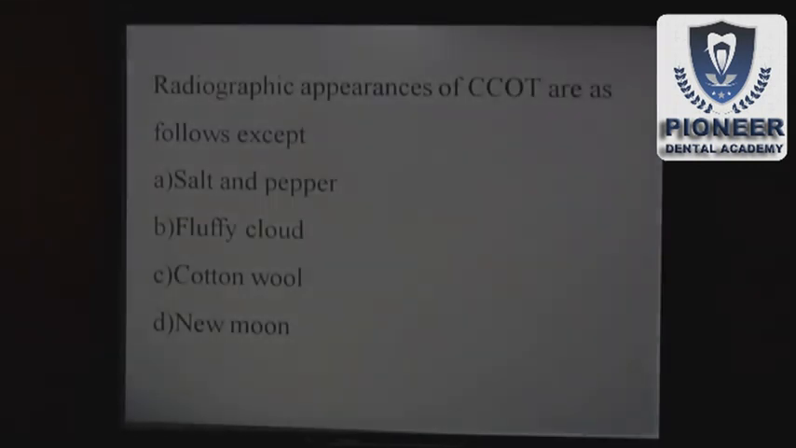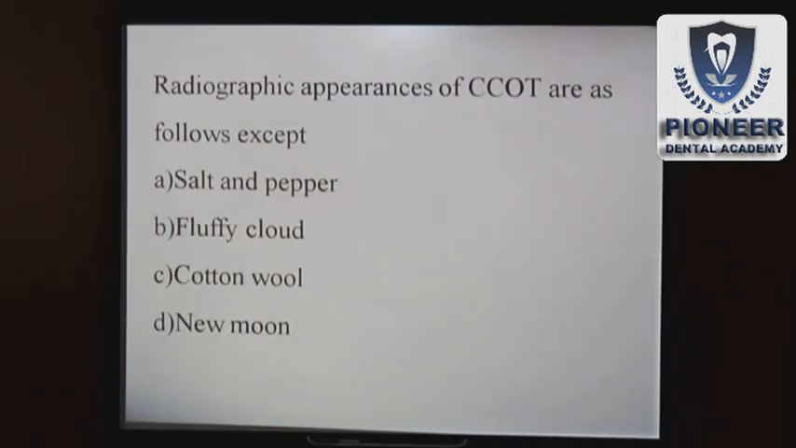Odontogenic tumors are as follows except. This is easy. Something you know the answer is definitely not there. A. Salt and pepper appearance. New moon, cotton wool, fluffy cloud are all the appearances of CCOT. They are the patterns of calcification occurring in a CCOT.